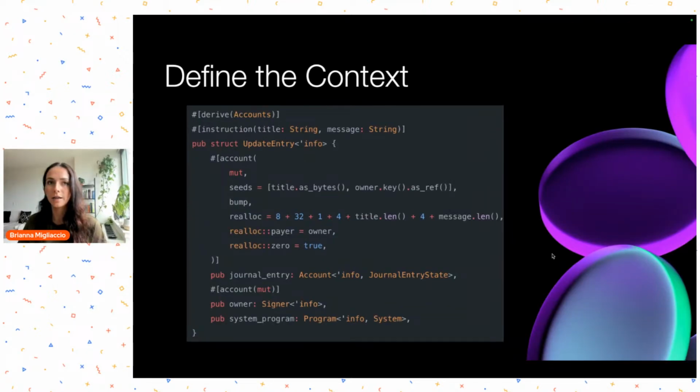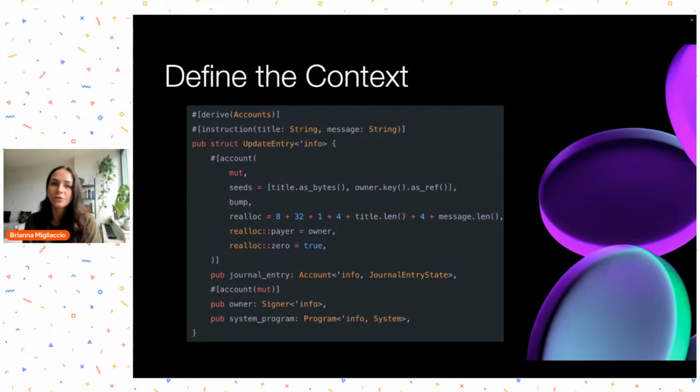So you can see if I define the context for updating an entry, this is where the meat of the logic is happening. Here you have your accounts and you want to have these account constraints. You're making the account mutable because we have an account that already exists on chain and I want to update it. So I have to define that it's mutable, since any variable is immutable by default with Rust. I'm specifying the seeds so it's able to find the correct associated public key. And then I'm specifying this reallocate constraint.